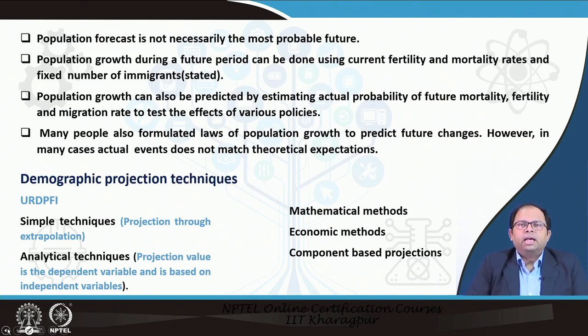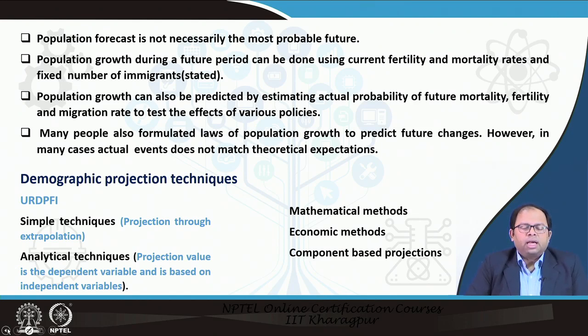But as you can understand, because we are using existing current fertility rates and mortality rates, maybe we are not forecasting it perfectly, but still it's a population forecast which could be used for determining future policies and the future activities of that particular area, but it may not be the most probable future. So, we are not determining the probability of a likely population figure for a particular time period.